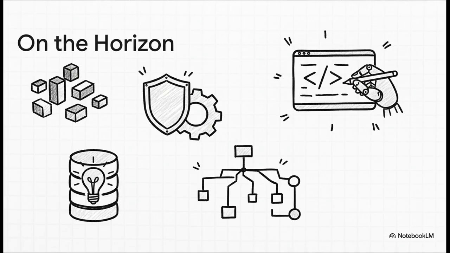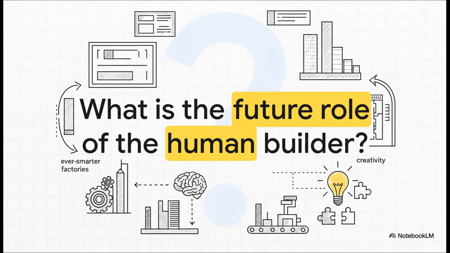The pace of change is just breathtaking. And that really brings us to our final and maybe most important thought. With AI helping us code and these automated pipelines doing so much of the heavy lifting, what does that mean for the human developer? Their role is clearly changing. It's shifting away from manual labor and more towards being an architect, a creative problem solver. So the question isn't if humans will still be needed, but how our creativity will be used to steer these incredible, ever smarter factories.